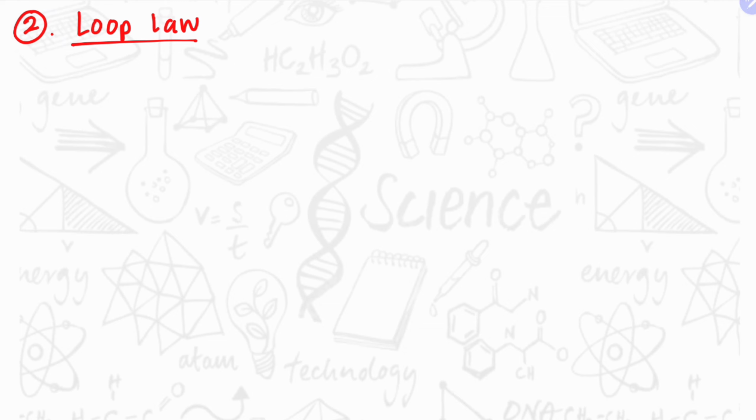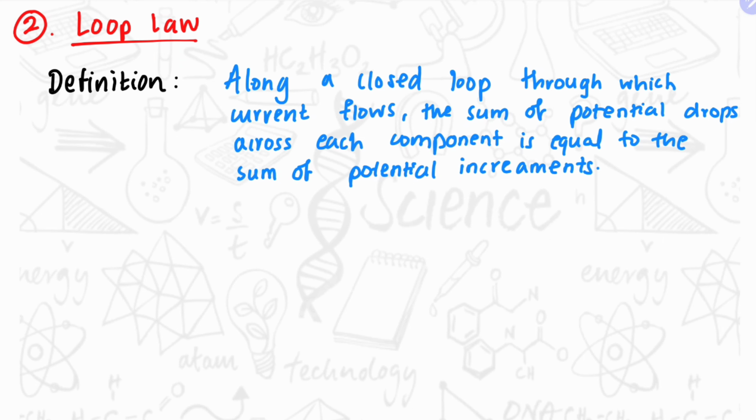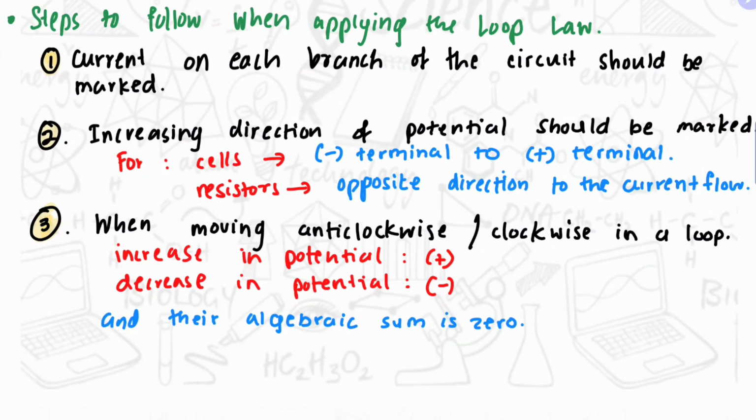Now let's move on to the second law, which is the loop law. The definition of the loop law is that along a closed loop through which current flows, the sum of potential drops across each component is equal to the sum of potential increments. There are steps to be followed when applying the loop law.